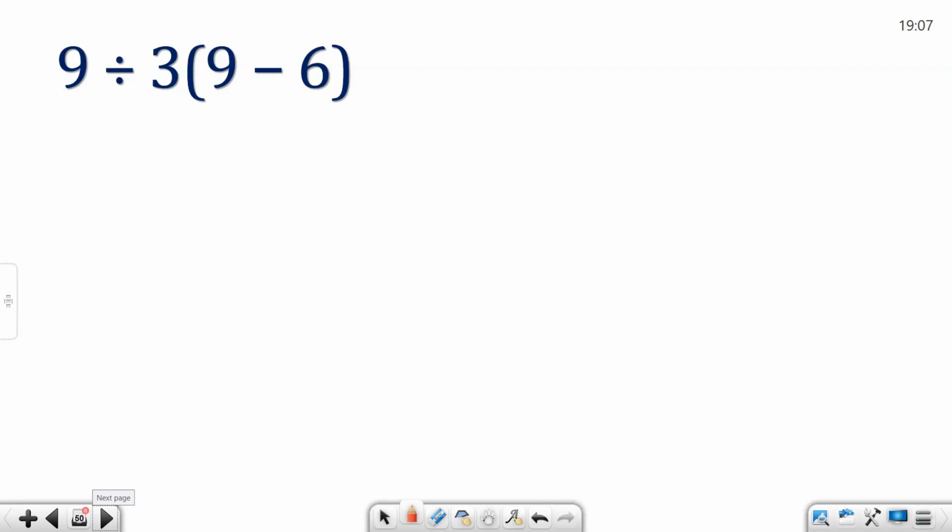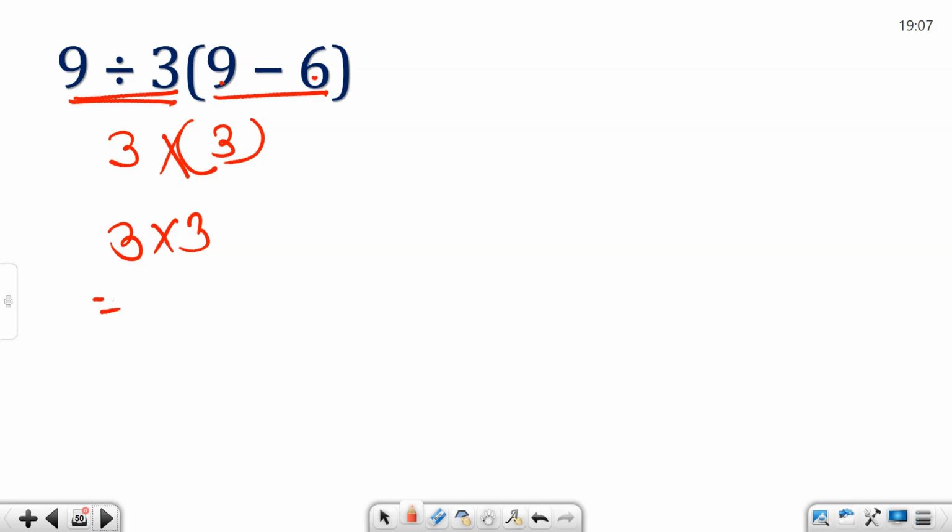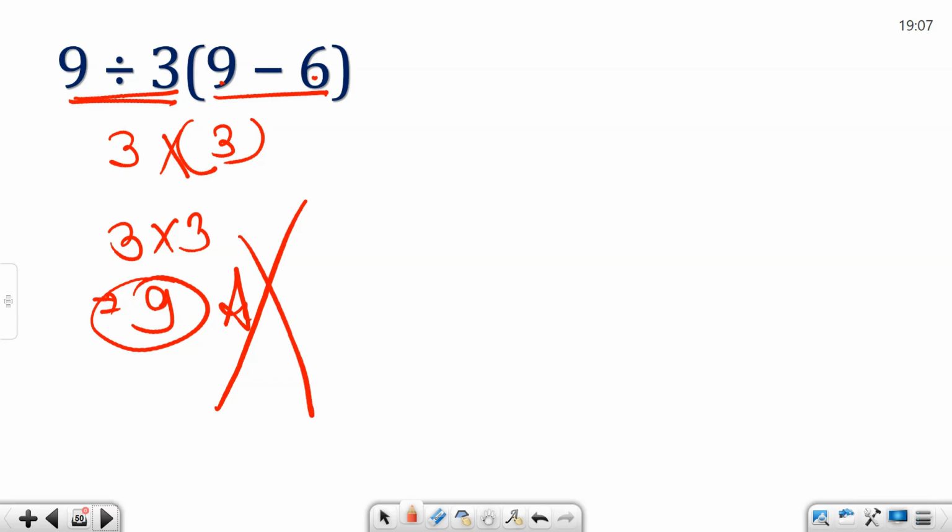Hello, everyone. Today's question is 9 divided by 3 in brackets, 9 minus 6. So 9 divided by 3 becomes 3. In brackets, 9 minus 6, which is 3. Remove the brackets, multiply, so 3 times 3. Now, this is 9. This is the answer, but this is the wrong answer according to the BODMAS rule.